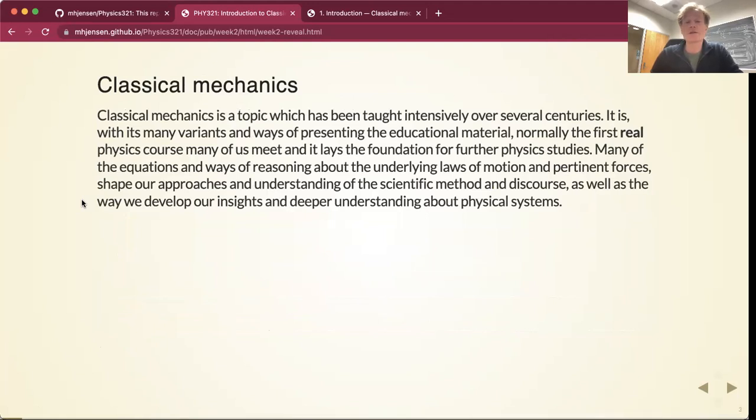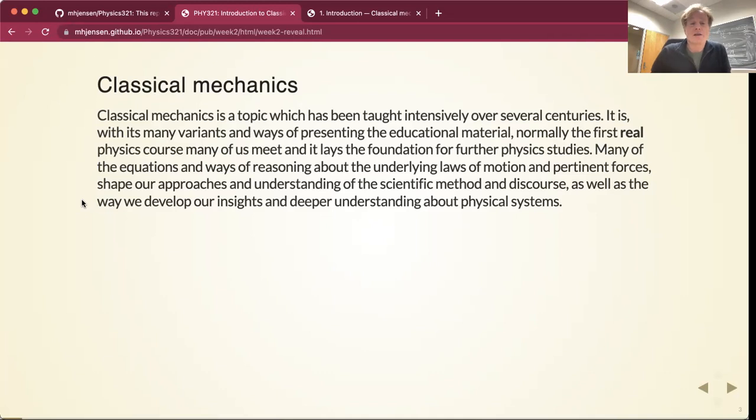So classical mechanics is a topic which has been taught intensively over several centuries. It is, with its many variants and ways of presenting the educational material, normally the first real physics course which we encounter. And many of the equations and the ways of reasoning about the underlying laws of motion and pertinent forces do actually shape our approaches and understanding of the scientific method, as well as the way we develop our insights and deeper understanding about physical problems and systems.